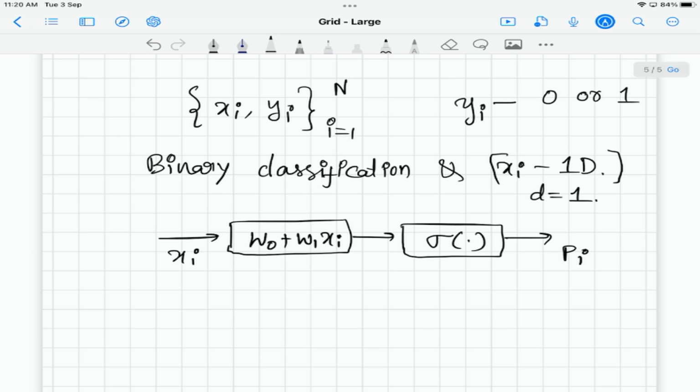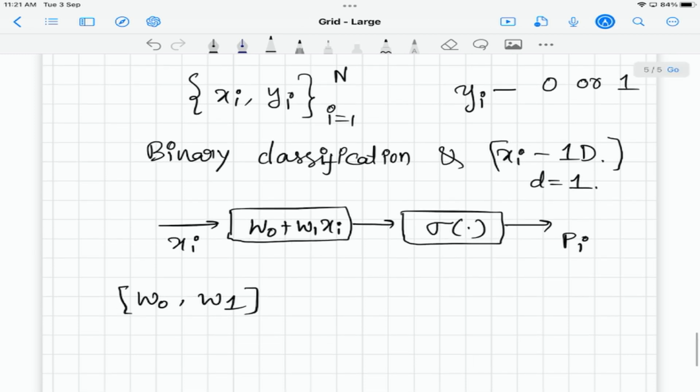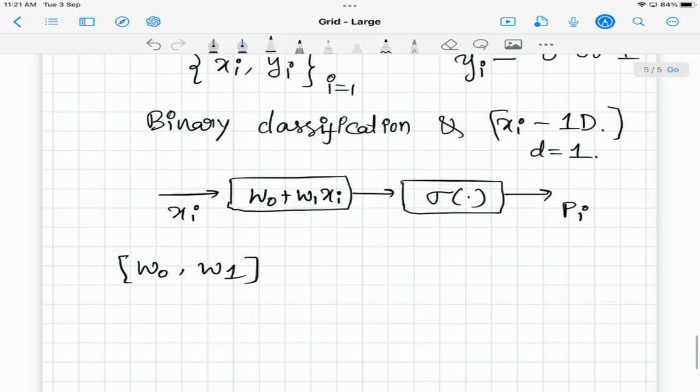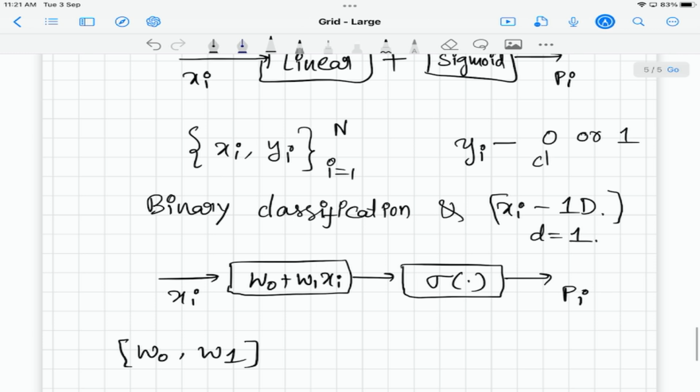If I have to train my logistic regression model, it is nothing but getting the optimal parameters W0 and W1. So for the simple one-dimensional binary classification case, learning logistic regression is nothing but learning these parameters. Now, can I use mean squared error to learn this? No, because the outputs are probabilities, and the ground truth is one-hot encoded, it's 0 and 1. You have class 1 and class 2.